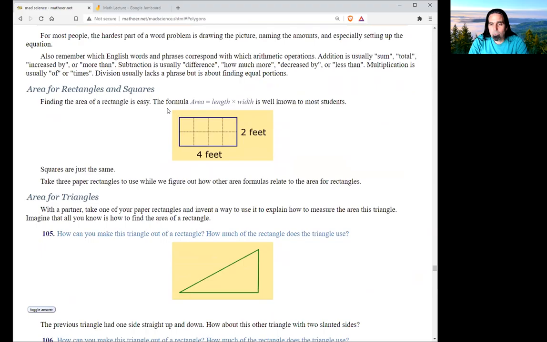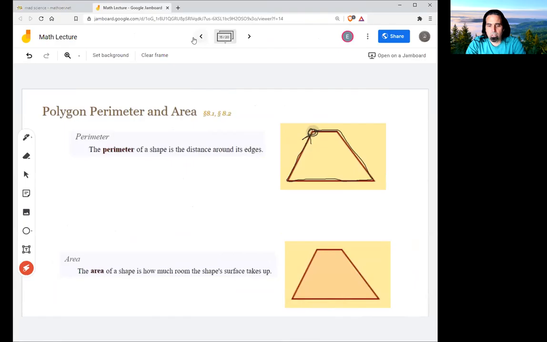Okay, area is different. We have area is length times width. And why does that make sense? 4 times 2 is 8. We've seen this before when we were making pictures for multiplying fractions, that if I have 4 feet on one side and 2 feet on the other, I get 8 boxes. But I want to talk about this a little bit more while also looking at this slide here.